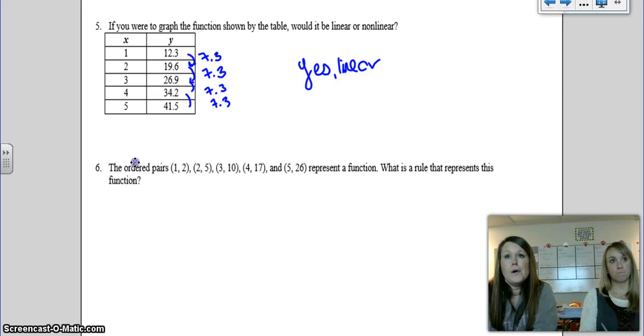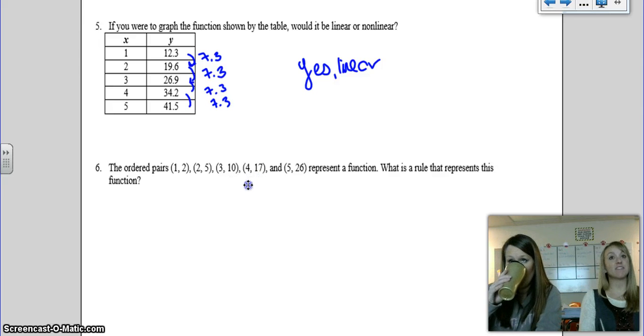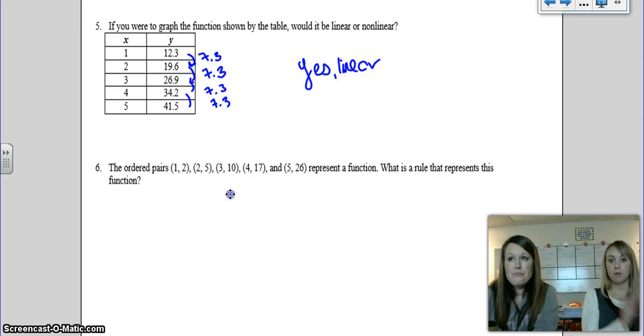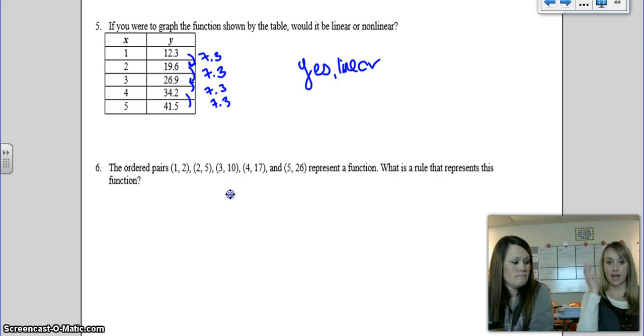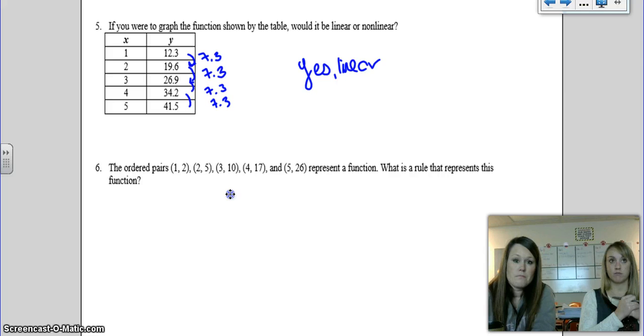Ordered pairs (1, 2), (2, 5), (3, 10), (4, 17), and (5, 26) represent a function. Remember, a function means one input has one output. What is a rule that represents this function? So we're asking, how do we go from 1 to 2? How do we go from 2 to 5?